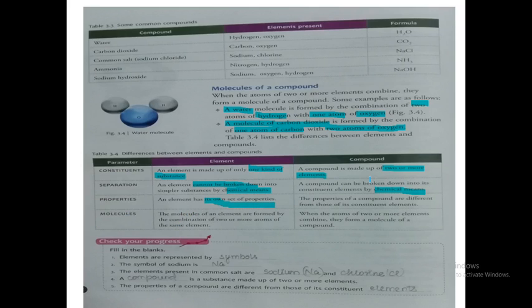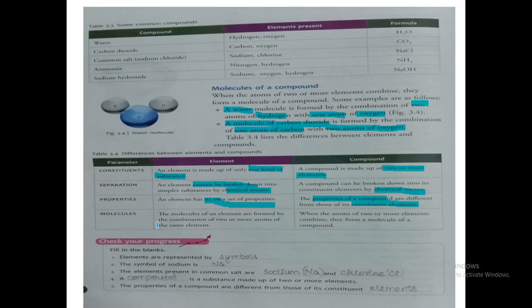Okay, but the properties of a compound are completely different from those of its constituent elements, like sodium and chlorine. Sodium and chlorine individually are completely different in properties from the compound that is formed, which is sodium chloride. Sodium chloride is non-poisonous, but sodium and chlorine are poisonous substances.